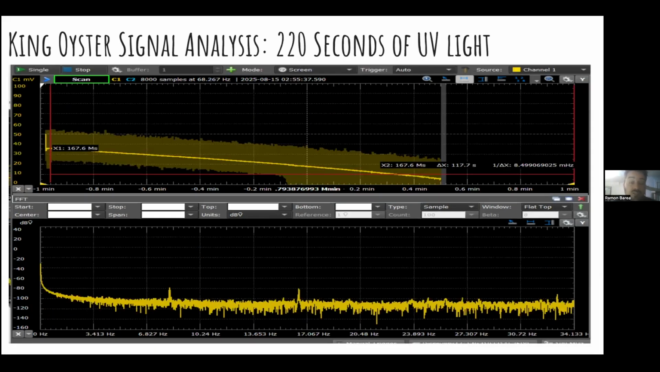So then we have 220 seconds of UV light. At first, there wasn't too much of a response, but then as we go forward in time, there was a linear response downwards. As we could see, we're slowly going down to around 20 to 30 millivolts, and it continues to degrade over time. We see changes in noise a bit because of the influence of the UV light itself.